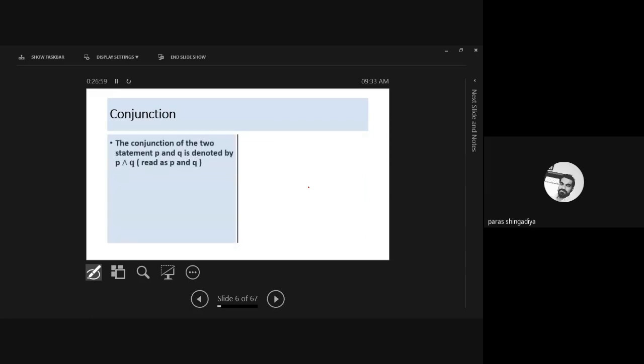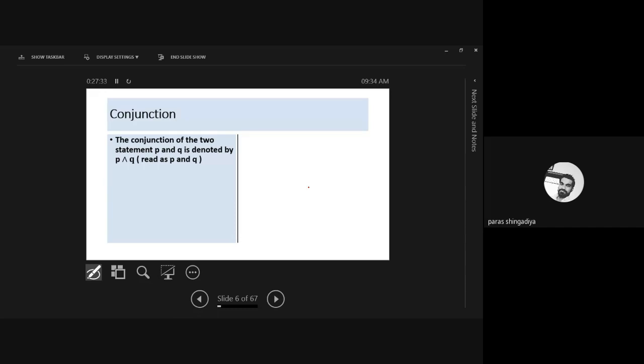Next is the conjunction. That is called the AND gate. What is the meaning of AND gate? Can anyone explain? What is the meaning of AND gate? You have learned the AND gate, haven't you? Yeah, that's correct. Both conditions must be satisfied.